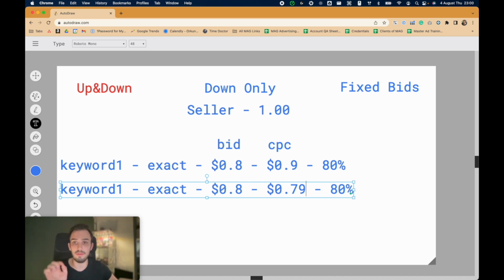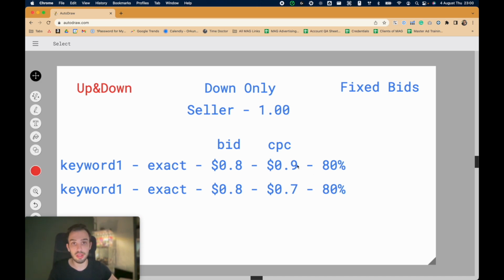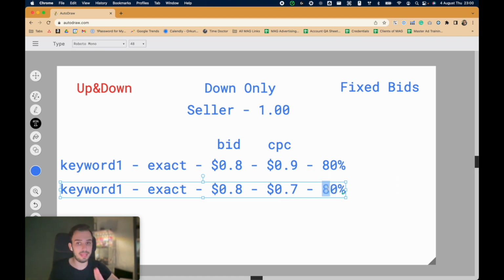So it will be down only. It can only go down. It cannot go up. So it will probably be somewhere around 70, 75, depending on the auctions basically. But this way, my cost per click was 0.9 and my new cost per click is 0.7, meaning that I'm paying less per click. This might lower your ACOS. I don't know if it's going to be 60 or 70, so this can change basically.